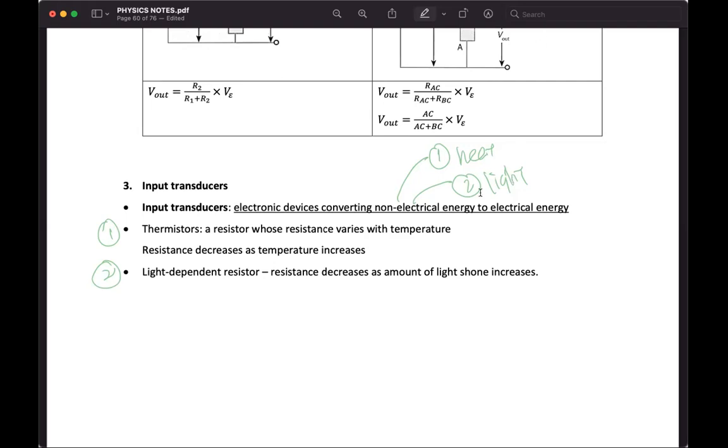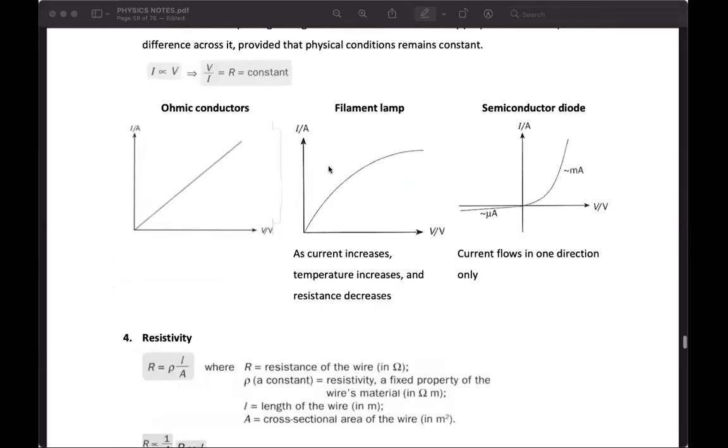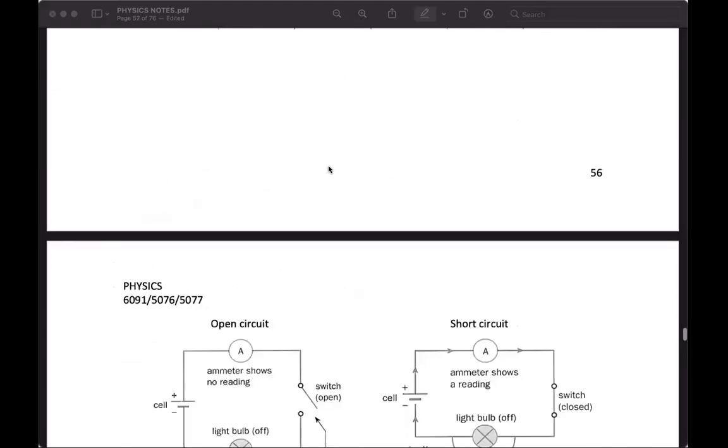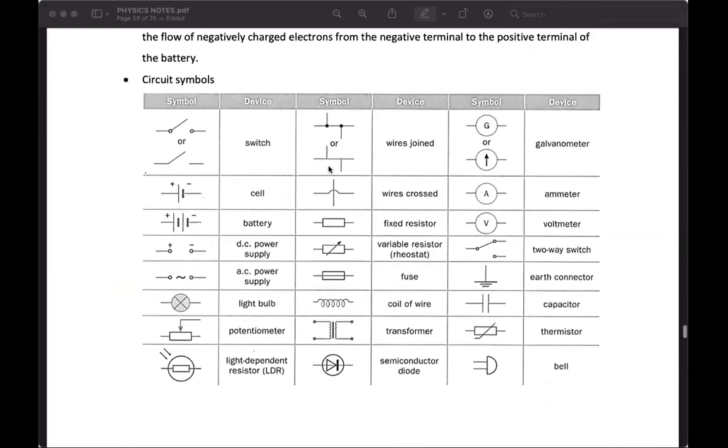Okay. Then let me show you all the final thing before you go for a short break. How do these two components look like? Okay, so this is a thermistor. The number one, a thermistor looks like this. Okay, and then the light dependent resistor looks like this.